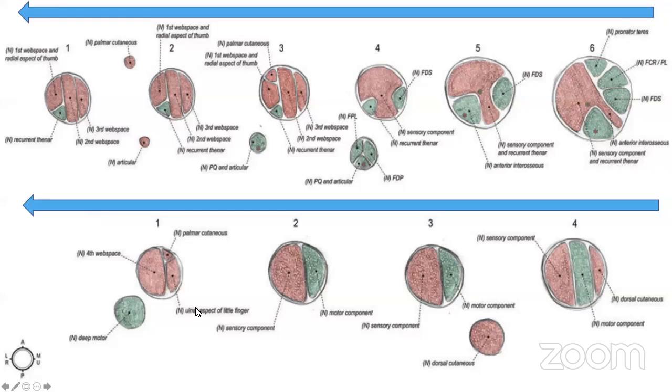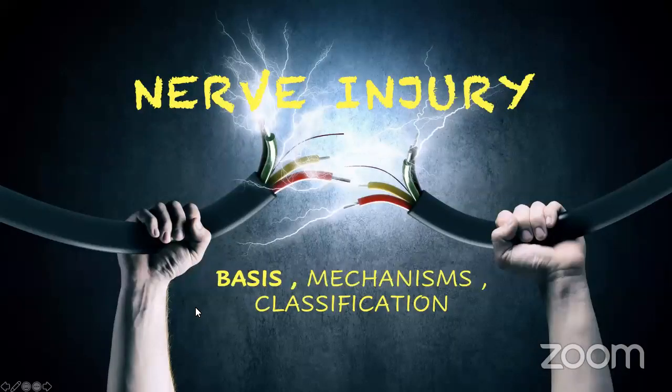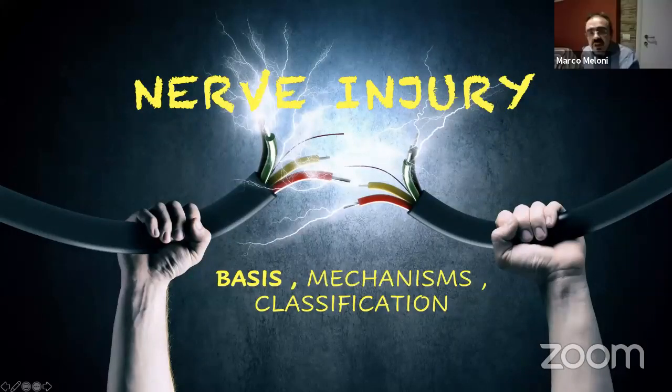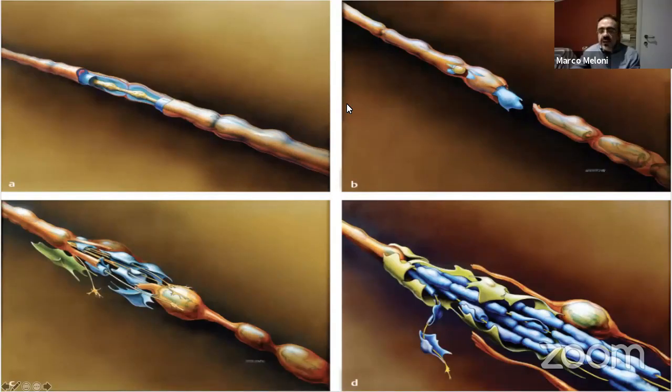So let's see more in detail about nerve injury. When we talk about nerve injury, first of all, we need to understand what's happened to the nerve when it's injured. This is a normal nerve that is involved in create neurotomesis, so the nerve is completely interrupted.